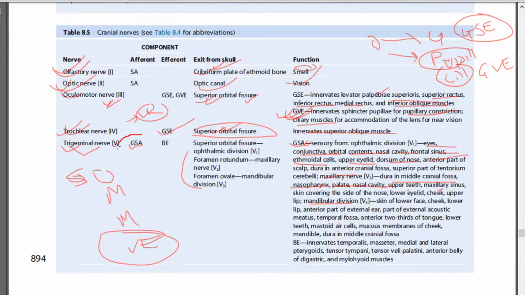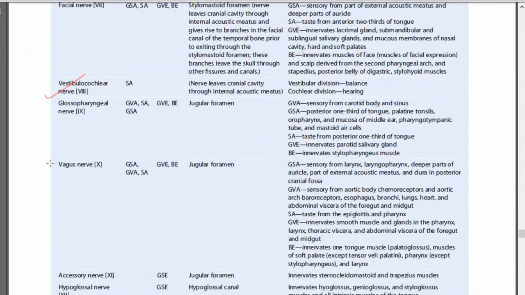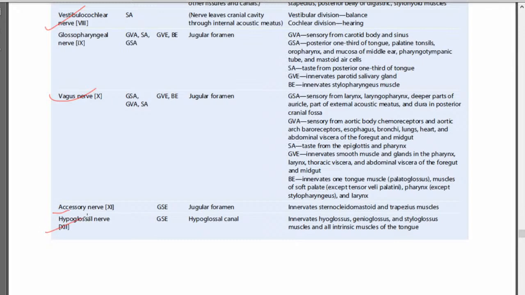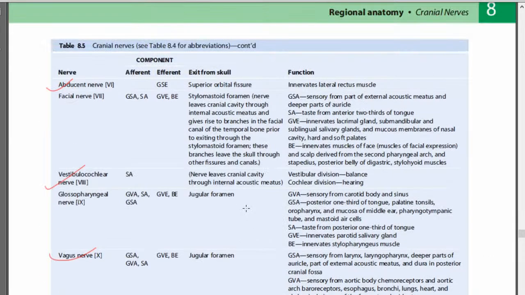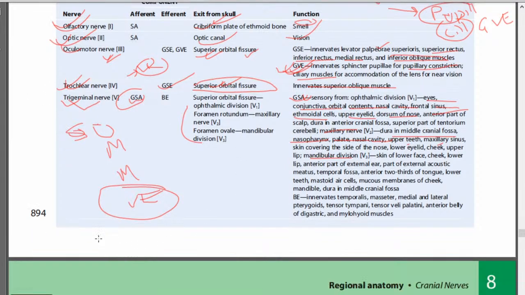Trigeminal nerve, abducens nerve, facial nerve, vestibulocochlear nerve, glossopharyngeal nerve, vagus nerve, accessory nerve, hypoglossal. At first we need to know the names of these nerves. Olfactory, optic, oculomotor. There is a mnemonic: Old Opie Occasionally Tries Trigonometry and Feels Very Gloomy, Vague, Aching, Hysterical.